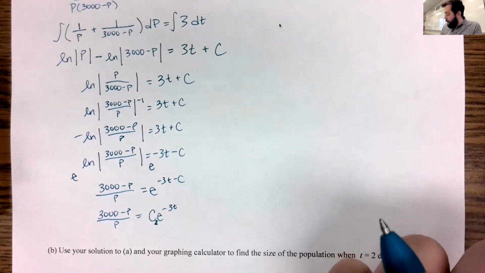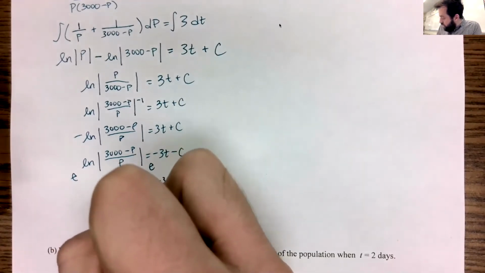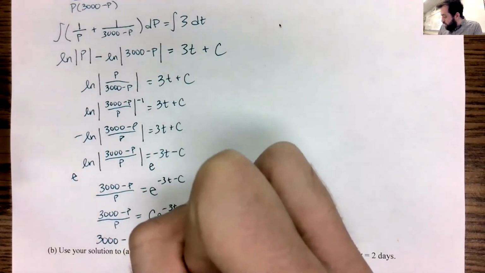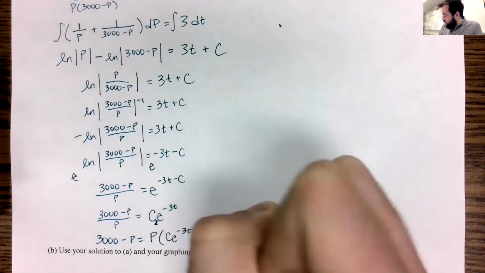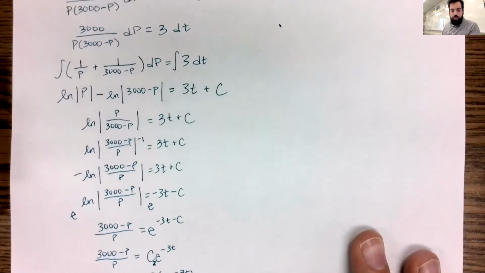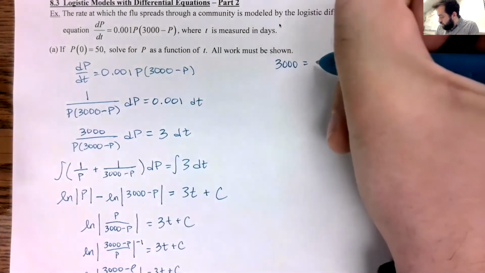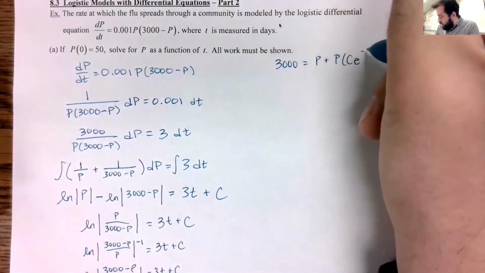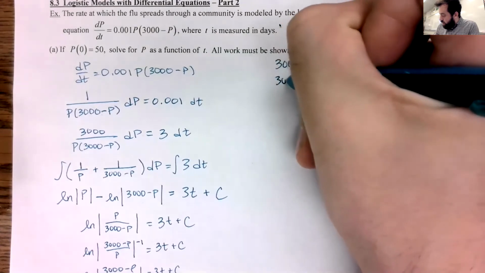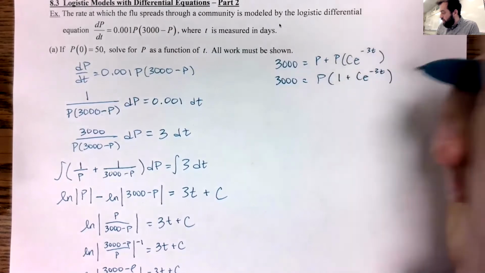Okay. And then we can multiply this p to the other side. So we end up with 3,000 minus p equals p times ce to the -3t. And then we can add p to the other side. So that's just 3,000 equals, I'm moving it up to the right side here. So we have 3,000 equals p plus p times ce to the -3t. And then we can factor out a p. So we get 3,000 equals p times 1 plus ce to the -3t.